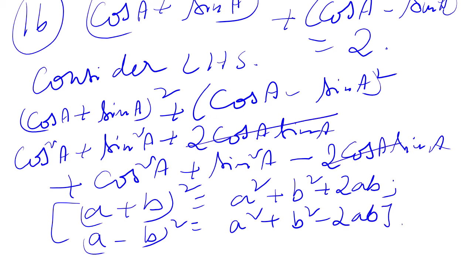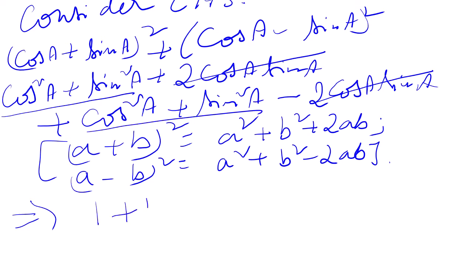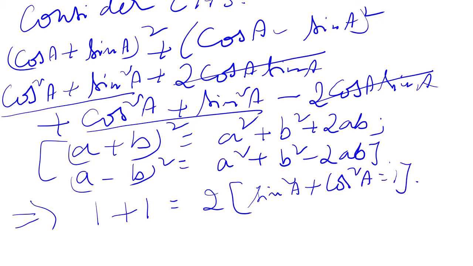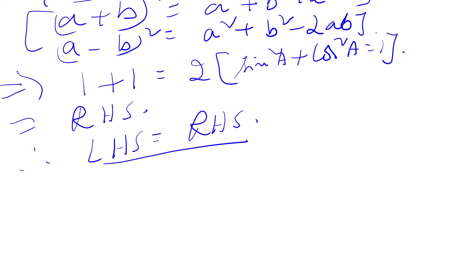Now plus 2 cos A sin A minus 2 cos A sin A cancels. So you are left with cos square A plus sin square A is 1, cos square A plus sin square A is 1. So 1 plus 1, that is equal to 2. Here we used sin square A plus cos square A is equal to 1 identity. So that is equal to RHS. Therefore, LHS is equal to RHS. Hence, proved.